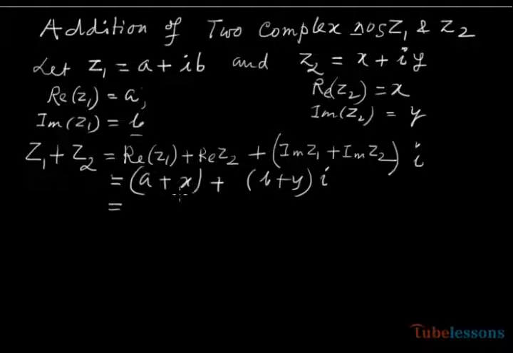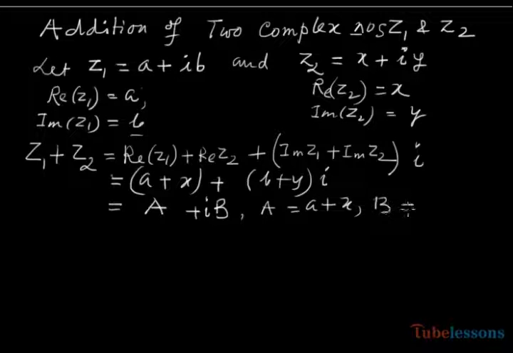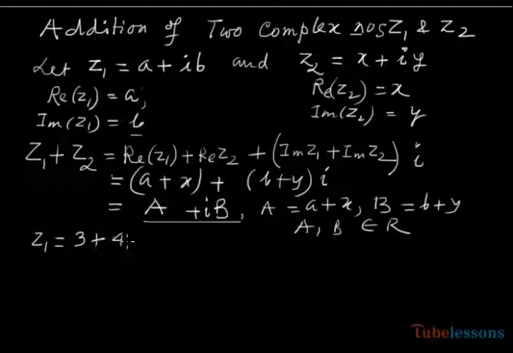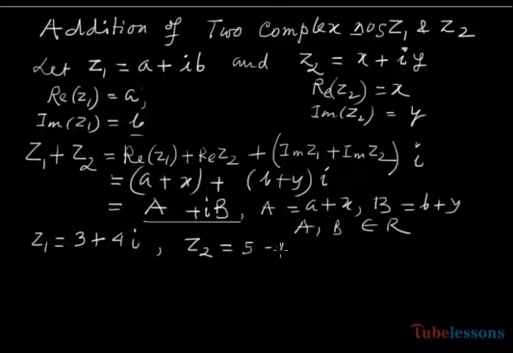So this together becomes a, and this becomes bi, where a is equal to a plus x and b is equal to b plus y, and both belong to R. A and B both belong to R, and this becomes the standard form of a complex number. Okay, let's give an example. Let Z1 is equal to 3 plus 4i and Z2 is equal to 5 minus i.